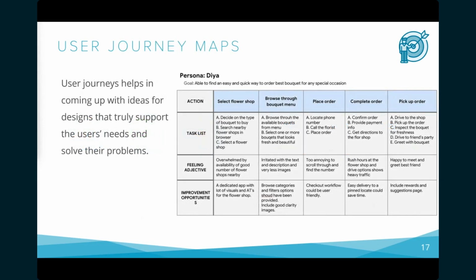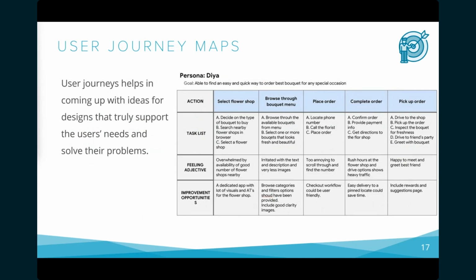So after persona and creation of user stories, user journey maps are created. User journeys help us come up with ideas for designs that will truly support the user's needs and solve their problems. It conveys how the user will use an app and its use case, showing the top-level view of user interaction with that product or service, and also the different stages and scenarios of the interaction, but not too specific in terms of functionality or interaction patterns.